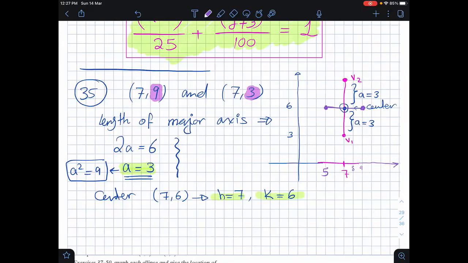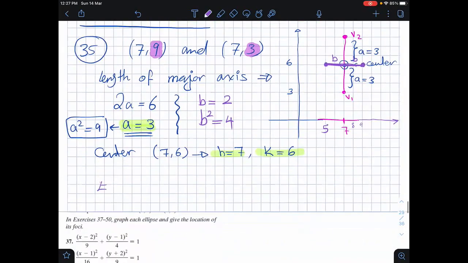So the length of the minor axis is equal to what? Here is b and here is b. So what is b? b is equal to 4. So 2b is equal to 4, so b is equal to 2. It's 2, right? And b squared is 4. Why is b 2? Only 2 units here. Correct.